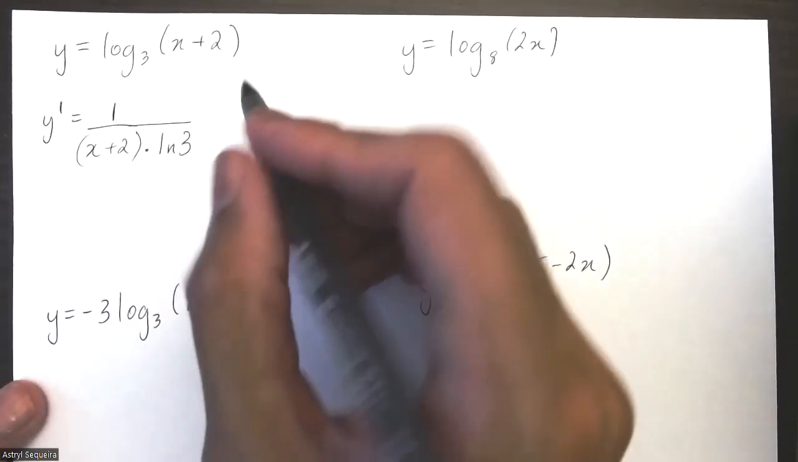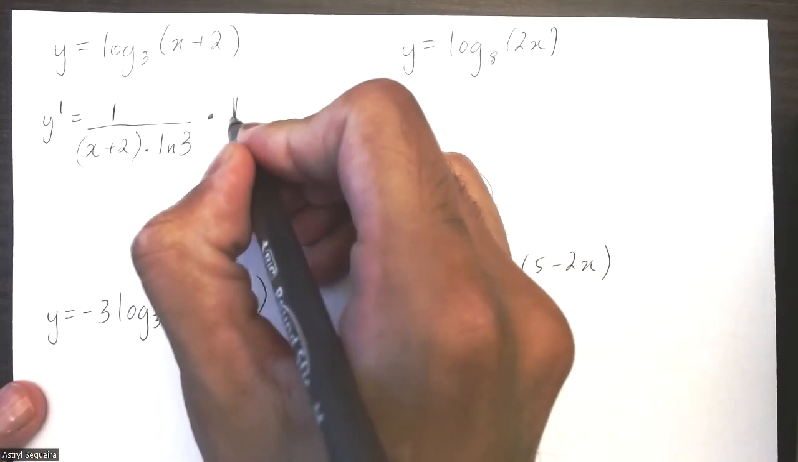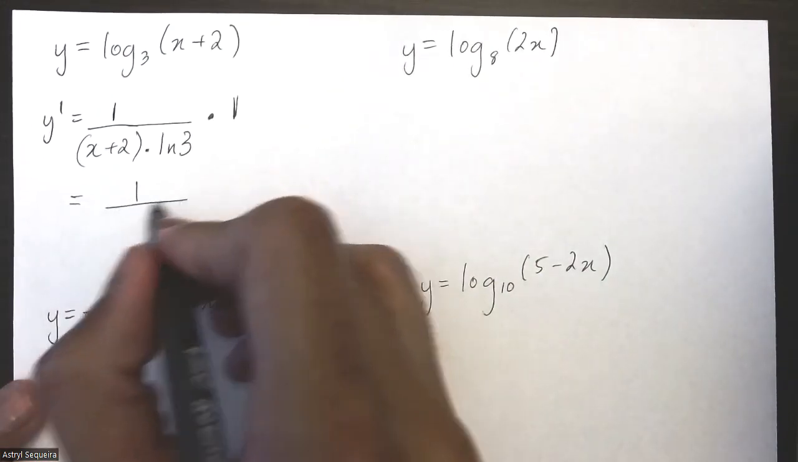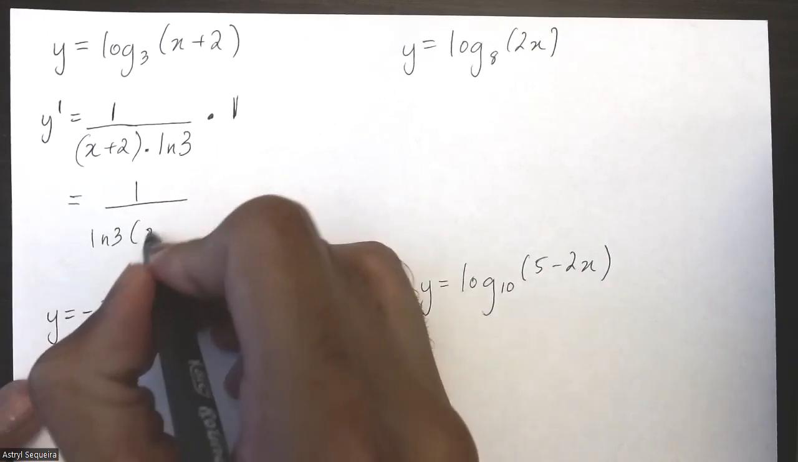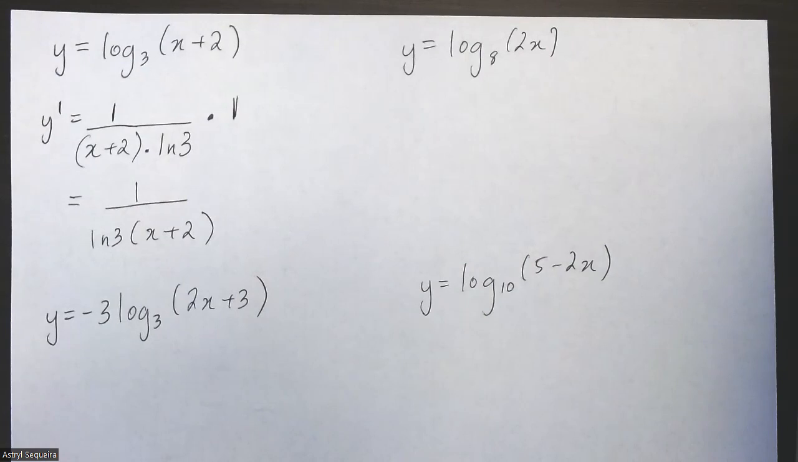Then if I do my chain rule, the derivation of the inside of the bracket is just 1 in this case. So technically the chain rule does not really affect this answer. My final answer is 1 over ln 3 times x plus 2, or you could also leave it like that as well. No real big difference.